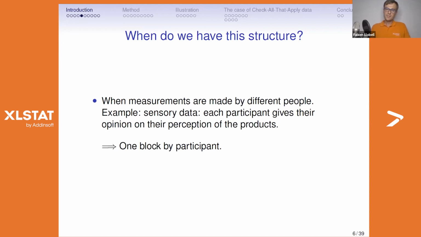And the last example is very classical in sensory data analysis. It's when measurements are made by different people. In sensory data, each participant gives their opinion on their perception of the product. So we have the products in rows, the descriptors in columns, to evaluate the products for each of the participants. And so we have one block by participant on the same products.